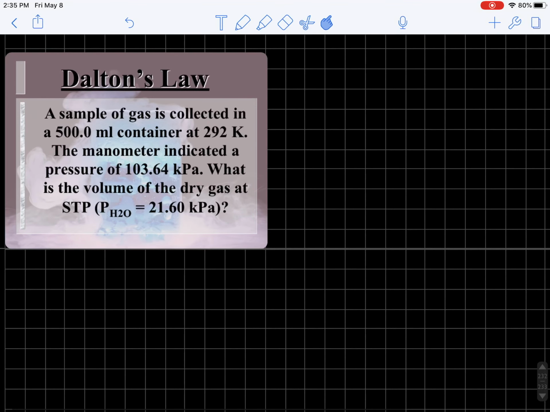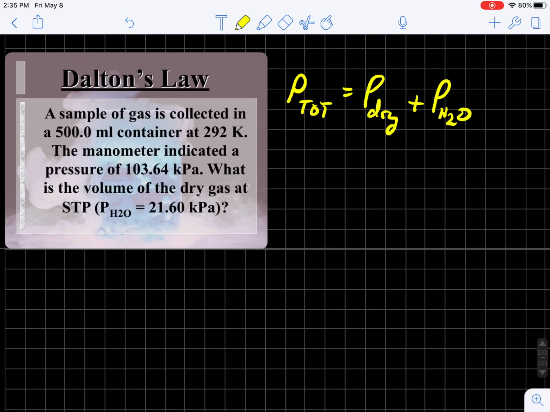Okay. Second problem. One of those Daltons collecting a gas, and they're asking you about the dry volume. All right, so we said that when we collect gas in the lab, we use water displacement, and some of the water evaporates to create the vapor pressure at that temperature. So when you're collecting the gas, you're not really collecting that volume. It's not just the gas, it's also the water vapor. So we're really dealing with a Dalton's law problem where our measured pressure is really the pressure of our dry gas plus the pressure of the water vapor.